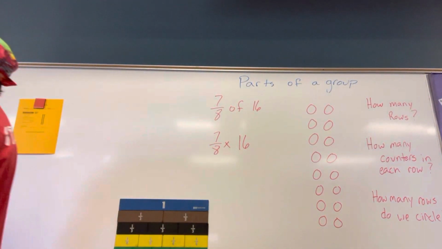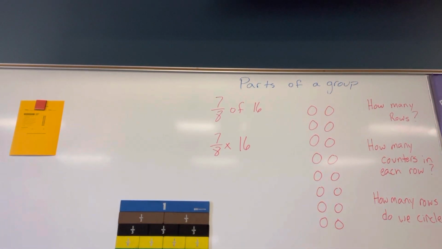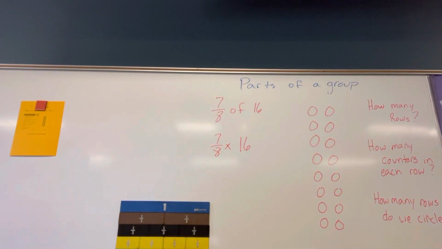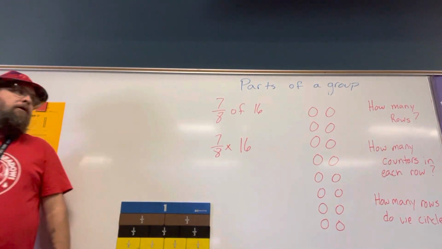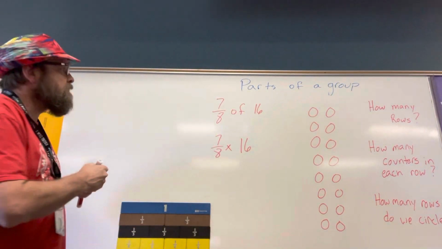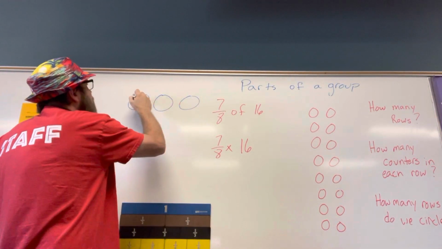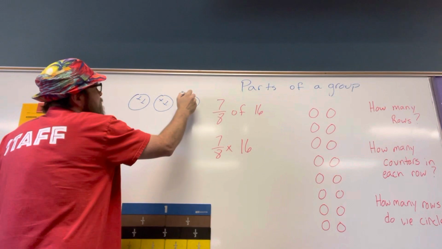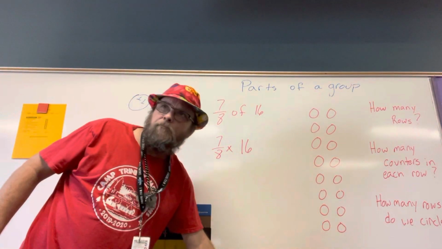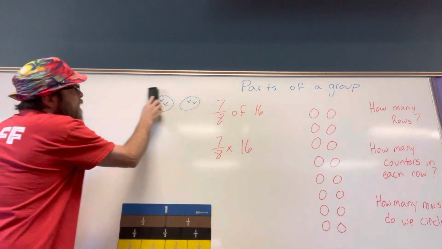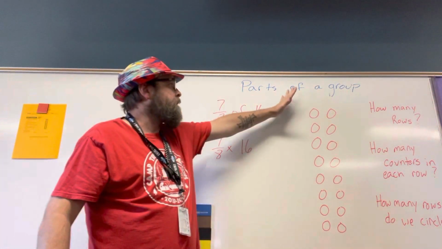Yesterday in our introduction to multiplying fractions and whole numbers, or as we're starting with, finding parts of a group, we showed problems. And the problems we showed, we put the number of groups here, and then we put little X's in there like that. We're not doing that this way today. What we're doing today is, as you can see, we have our counters here.